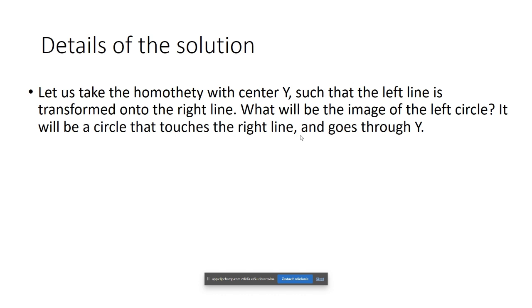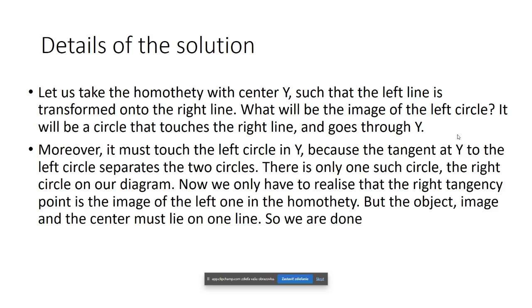So the image of the circle will be a circle, and it must touch the image of the left line, that is the right line. So it will be a circle that touches the right line, and it also goes through y. There are many such circles, but there's more to that because it's not enough that it goes through y, it also must touch the left circle in y. So the right circle, this image, must touch the left circle. Because if you consider the tangent at y to the left circle, it separates the two circles.